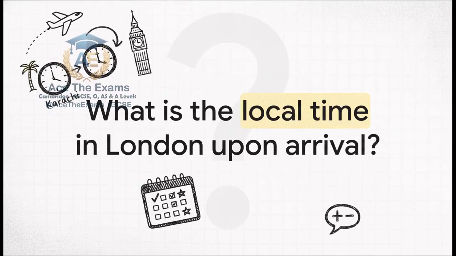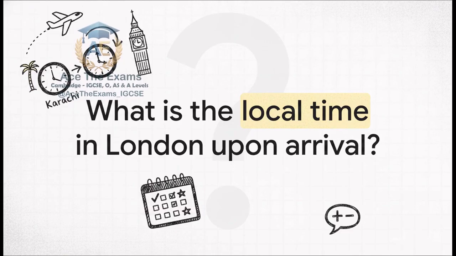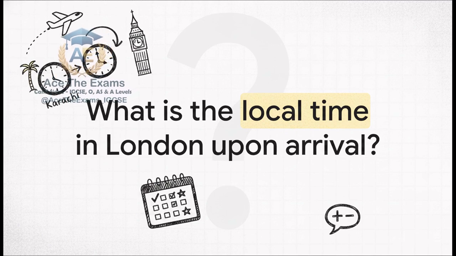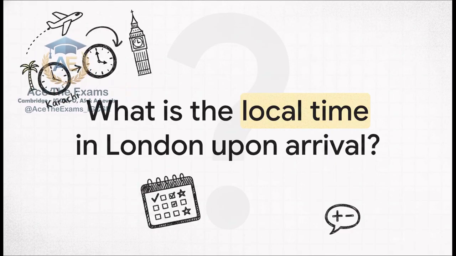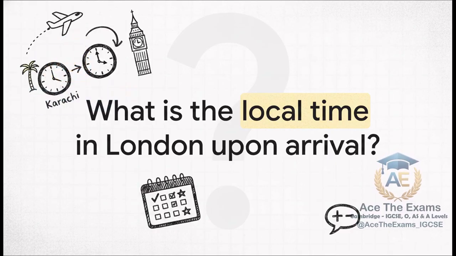And to wrap up, I'm going to leave you with this final challenge to really test your newfound mastery. An aircraft leaves Karachi at 11:35 local time, flying to London. The flight time is 8 hours 30 minutes, and London is 4 hours behind Karachi. So, apply your new strategies. Calculate the arrival in Karachi time first, and then adjust it for London. Work it out, drop your answer in the comments below, and go ace those exams.